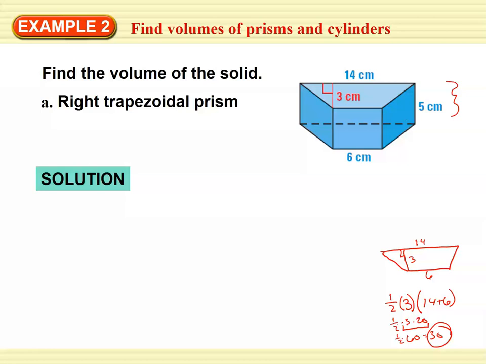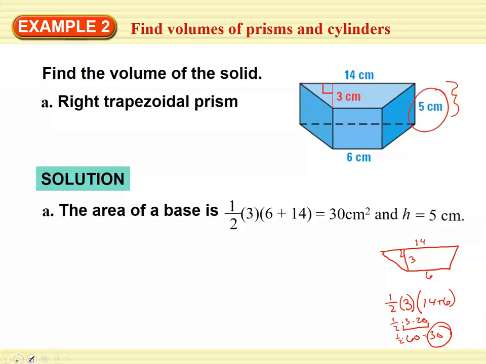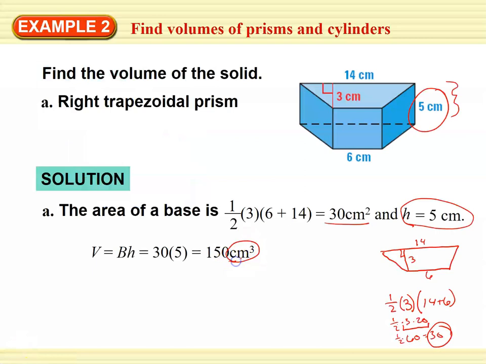And again, the height of the trapezoid on the base of the prism is 3. But the height of the actual prism, which goes from the one base to the other, is 5. So I'm going to take the area of the base, which we already said was 30, and multiply it by the height of the prism, which is 5, and we will get 150, and it's centimeters cubed.